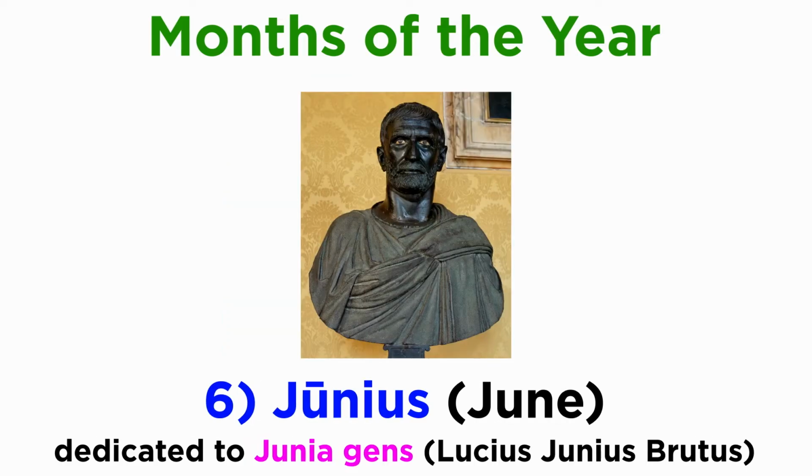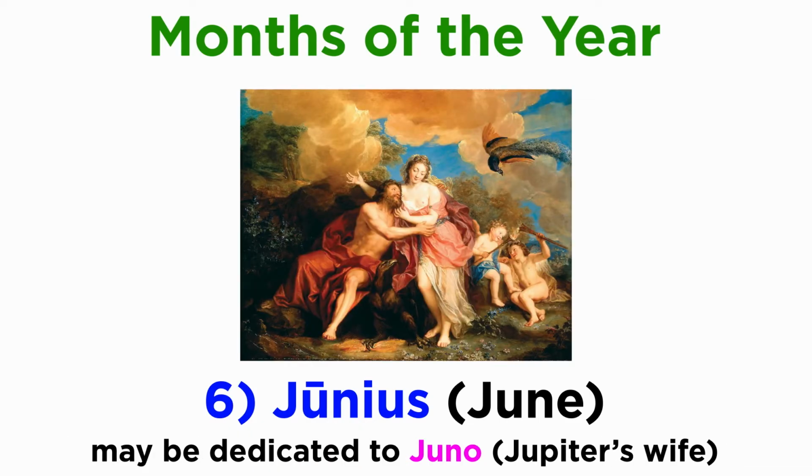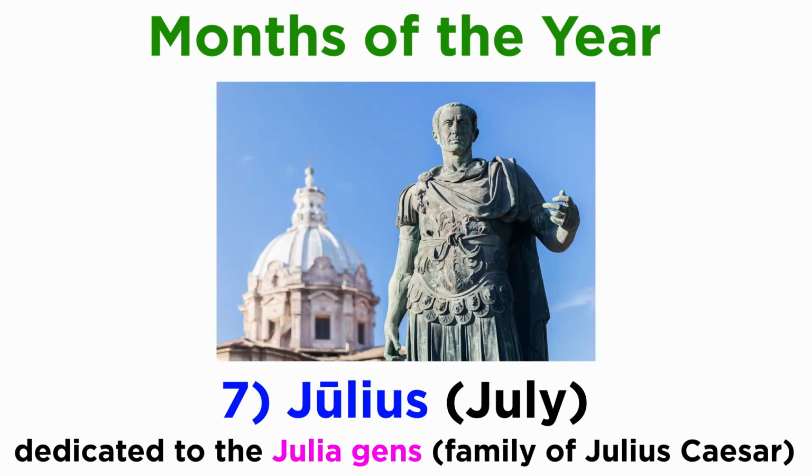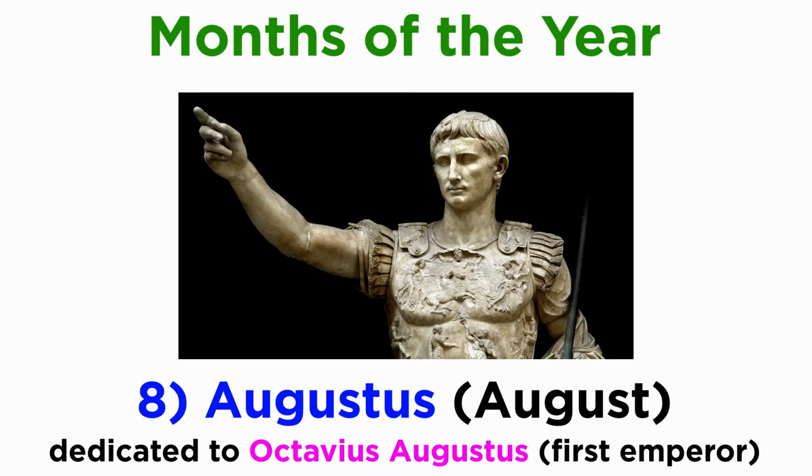Junius, June, possibly dedicated to the prominent Junia gens, and more precisely to Lucius Junius Brutus, founder of the Roman Republic. According to others, June was dedicated to Juno, Jupiter's wife. Julius, July, dedicated to the Julia gens, the family to which Julius Caesar belonged. Augustus, August, in honor of the first emperor, Octavius Augustus.